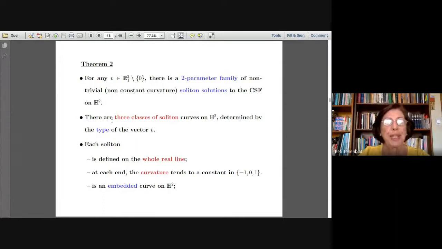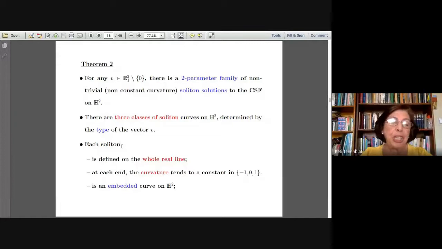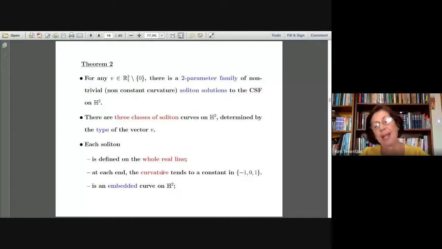We also proved that there are three classes of soliton curves on the hyperbolic plane according to the type of the vector V. We know that there are three types of non-zero vectors, which are light-like, time-like, and space-like. So depending on the type of the vector V, we have a different family of solitons. Now we will show that each soliton is defined on the whole real line, and at each end of those solitons, the curvature tends to one of the constants, minus one, zero, or one. Moreover, the curve will be embedded in the hyperbolic plane.